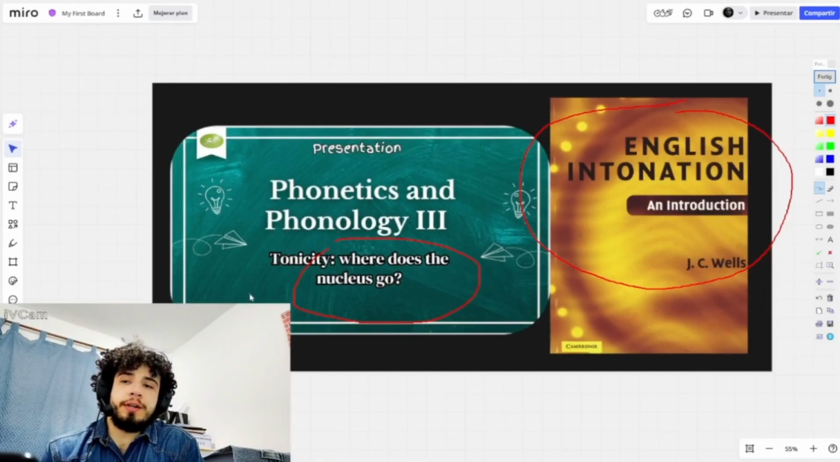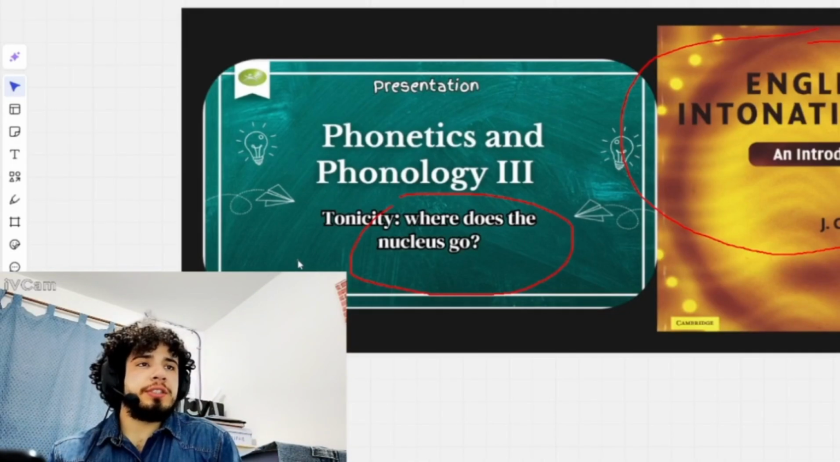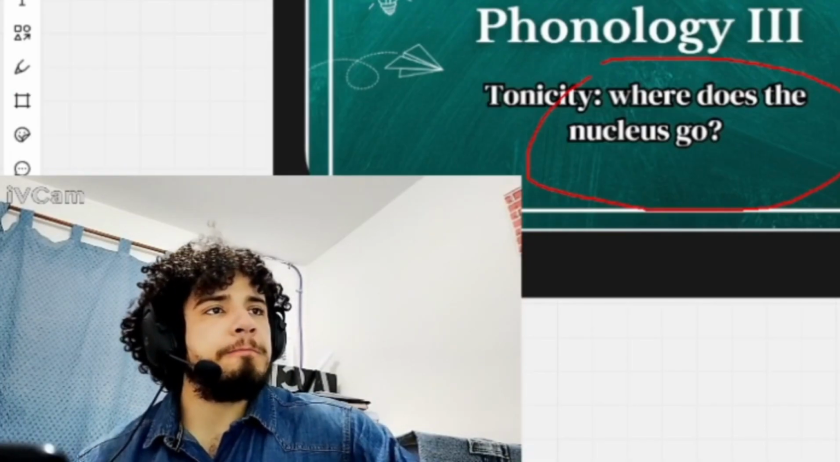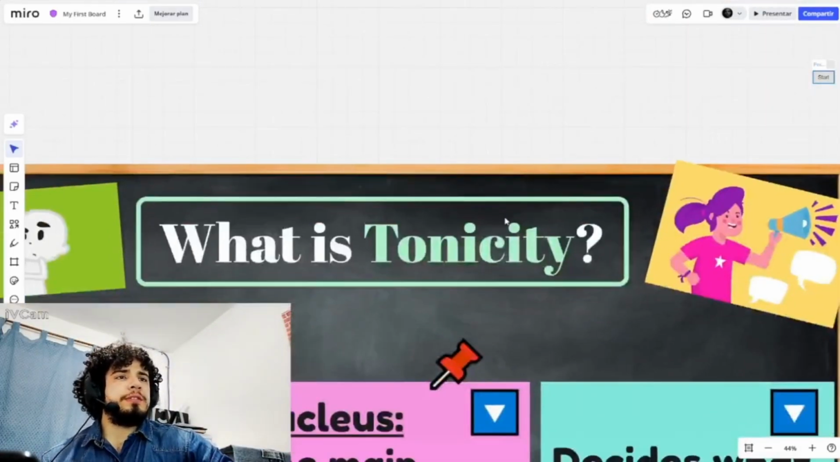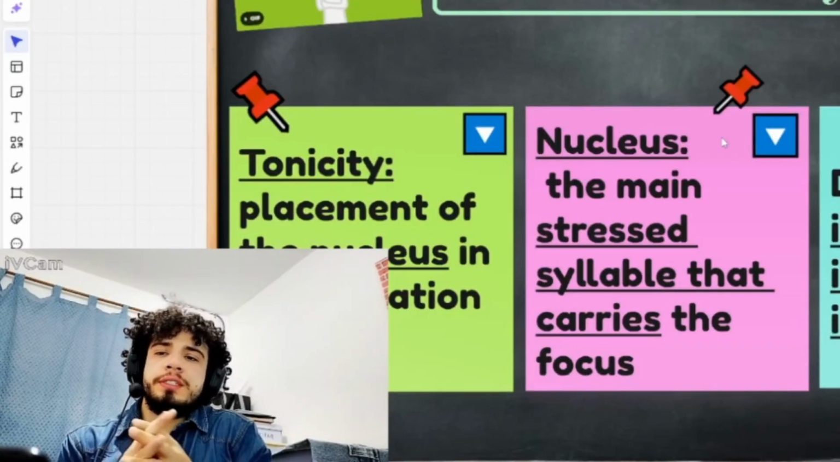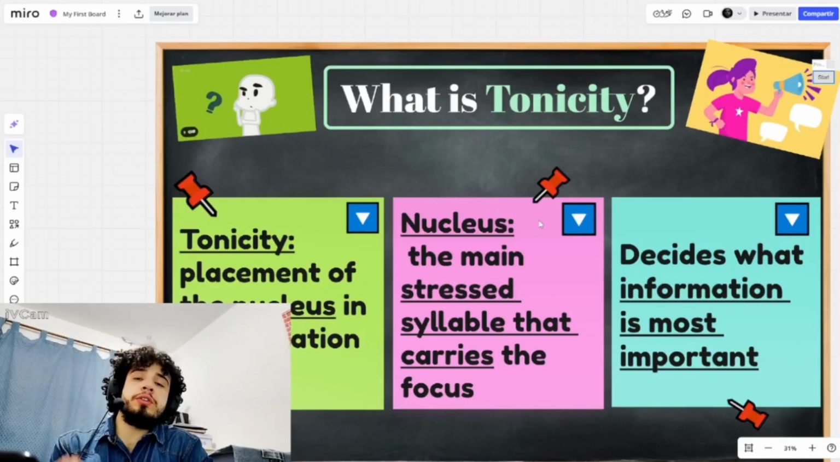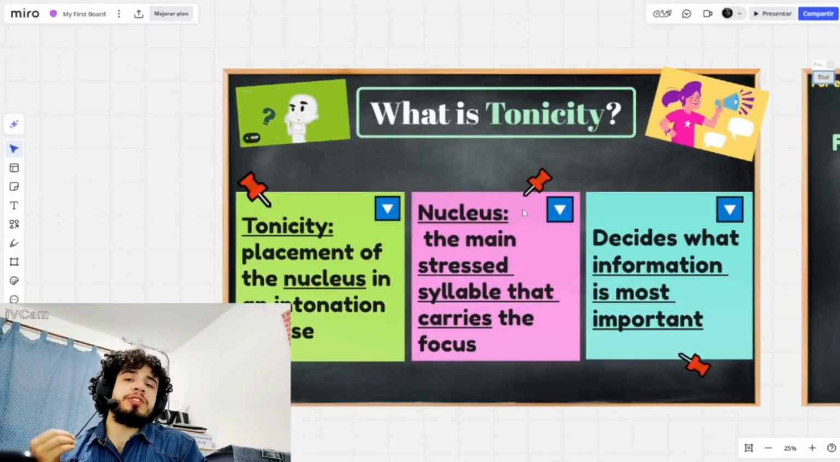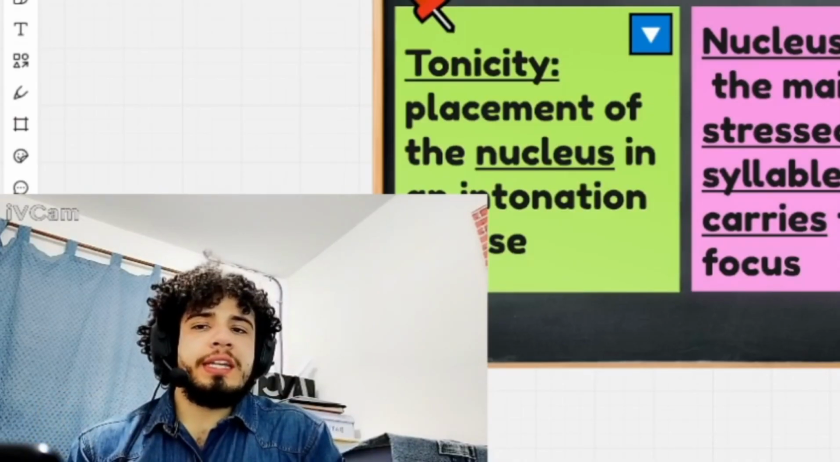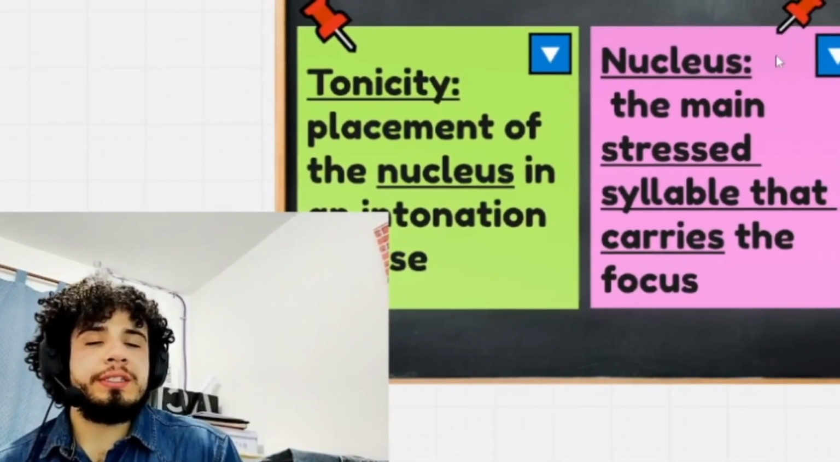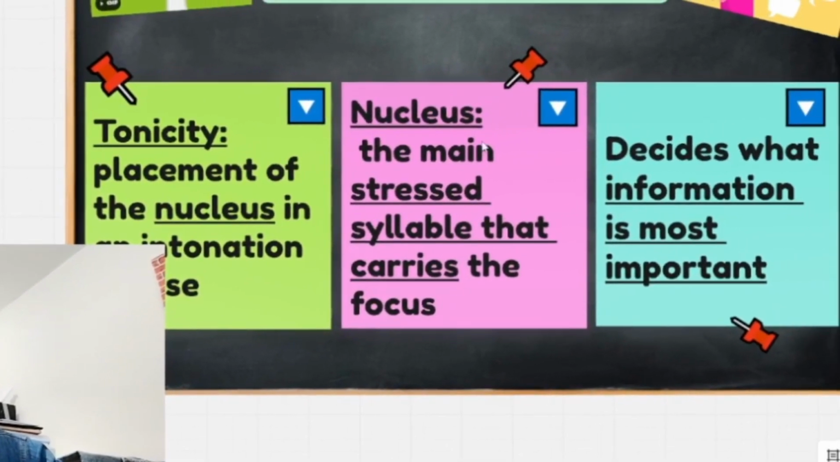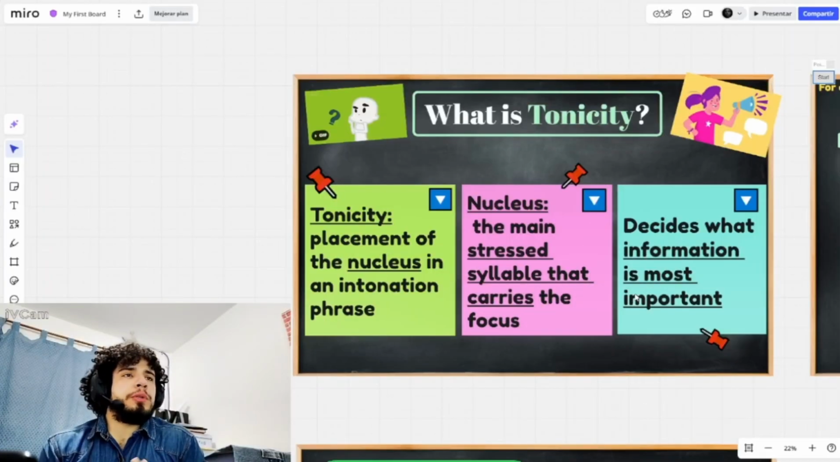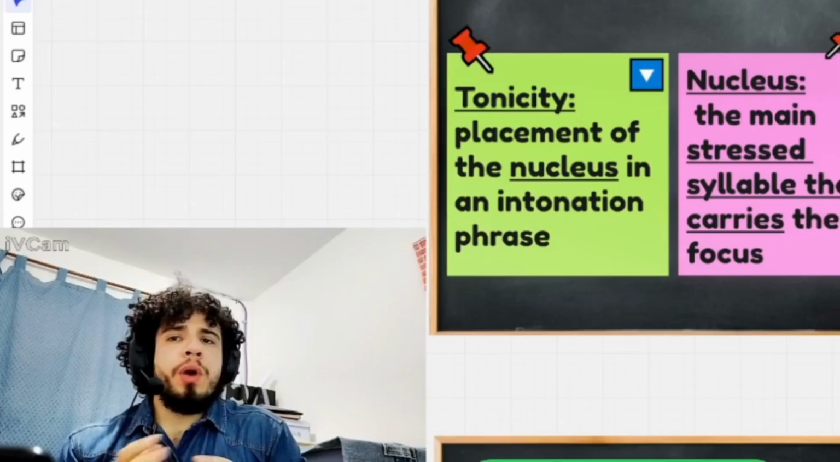But before we start, we first need to understand what tonicity is. So the question here is, what is tonicity? Tonicity refers to the place in a sentence where the nucleus or the main stress falls. In other words, it's about deciding which word in the intonation phrase carries the most important information. Another important question is, why does it matter?